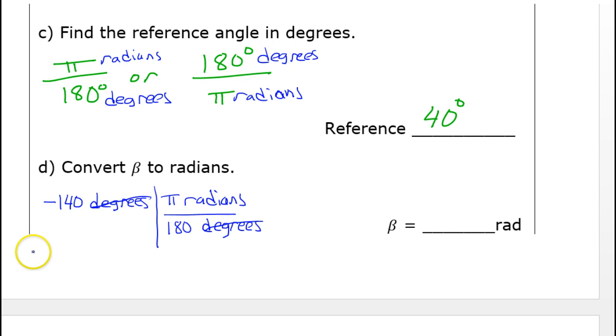So you're going to start off with negative 140 pi over 180, dividing both of these by 10. You're going to wind up with negative 14 pi over 18. Now, dividing both of these by 2, you're going to end up with negative 7 pi over 9. So that's the measure of angle beta in radians.